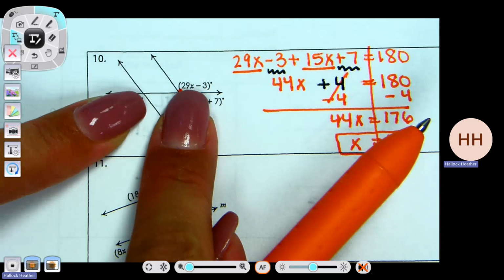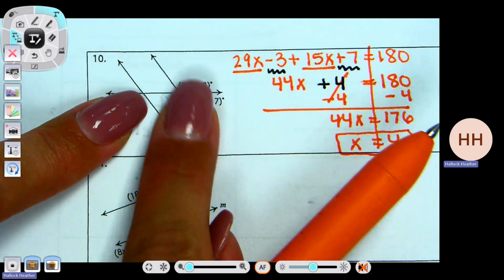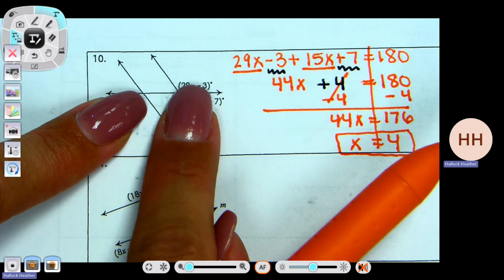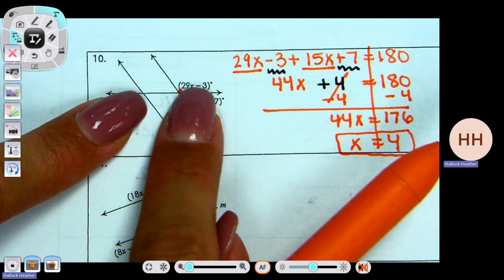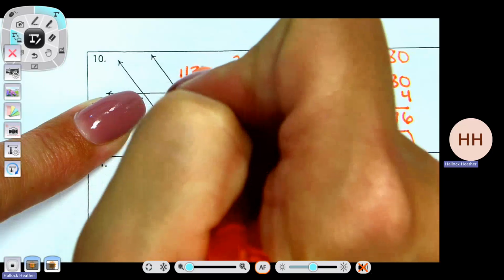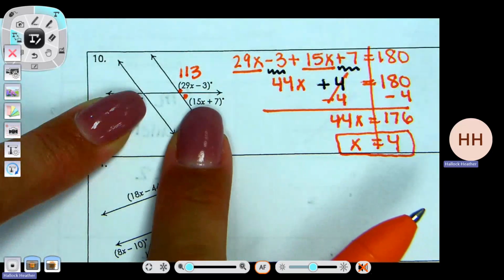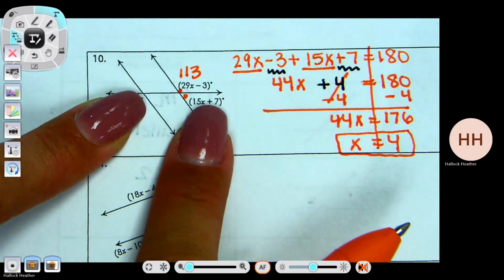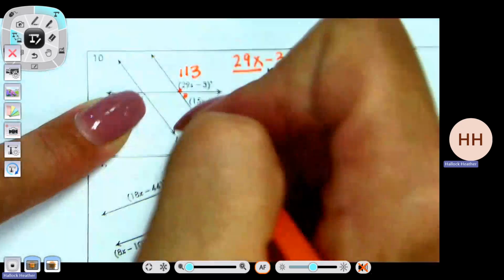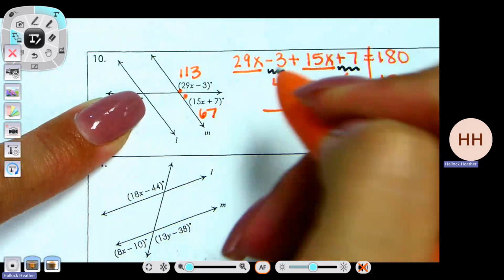So if I take my calculator and I do 29 times 4 minus 3, how much do I get for this big angle? 113. So this is 113. If I plug it into the other one, because they're not the same, 15 times 4 plus 7 is how much? 67.